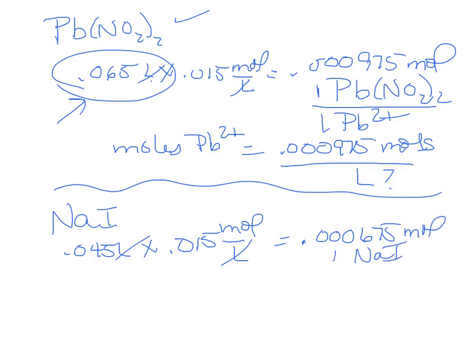Again, for every 1 sodium iodide I add, I get 1 iodide ion. There's a 1-to-1 relationship between these two. All right, so that means that the moles of iodide are also 0.000675 moles of the iodide ion.